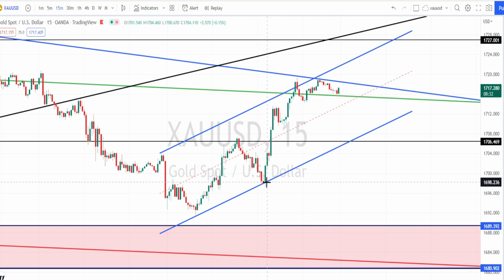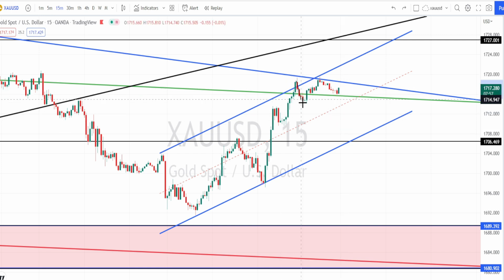Let us do the analysis in 15 minutes time frame. In 15 minutes time frame also we have noticed the price action to trend on the bullish side, but it is finding resistance on the 4 hours time frame resistance line. So wait for the price action to break this resistance line in order to continue trading on the bullish side retracement, or wait for the price action to break this support line from the daily time frame in order to take trades on the bearish side retracement.